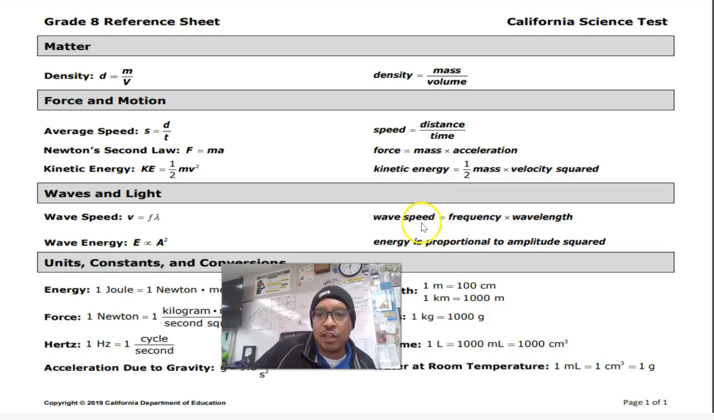It says, oh, in order to calculate wave speed, I just have to take the frequency and multiply it times the wavelength. Boom. Now I got it. So just remember, when you're looking at things like that, that's how you use them, okay? Even if you don't know what it is, if you know how to use a formula, you can still calculate and do the math.